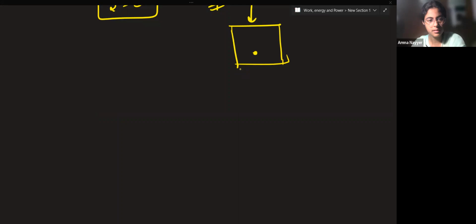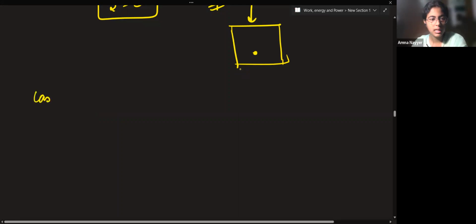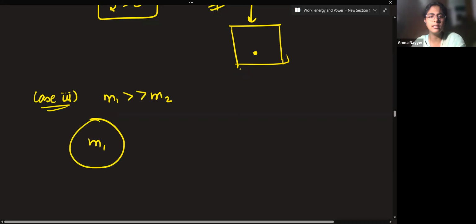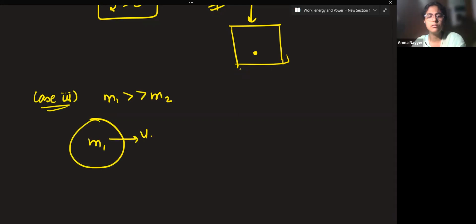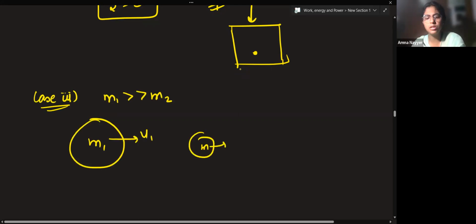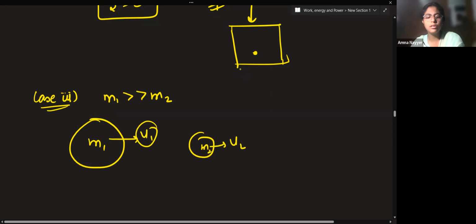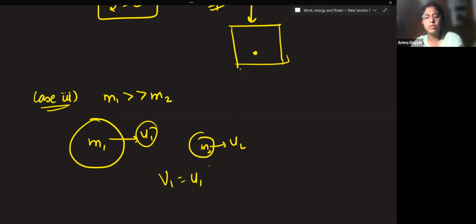You received it? Okay. Case 3 that we have is opposite. If M1 becomes greater than M2, it means the first body's mass is greater. So this is greater, this is M2, this is U2. Now same thing, what will happen? This term will become 0, right? This is M2. So now V1 will be equal to U1.